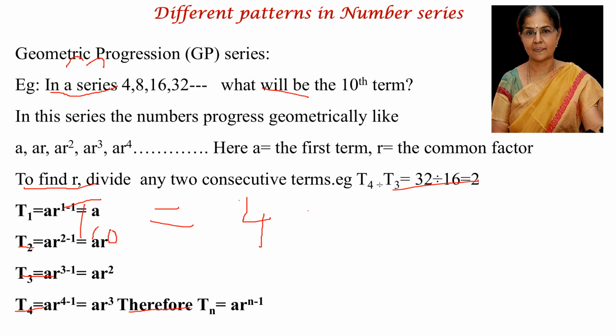So R is 2 raised, how many times do you have to raise it? To n minus 1. What is n? 10. 10 minus 1 is 9. 2 raised to 9 times. 4 into 2 raised to 9 times. So 4 is 2 raised to 2 times. And so 9 plus 2, 11. So the answer is 2 raised to 11 times, because if you are multiplying, the powers you have to add. 9 plus 2 is 11. 2 raised to 11.